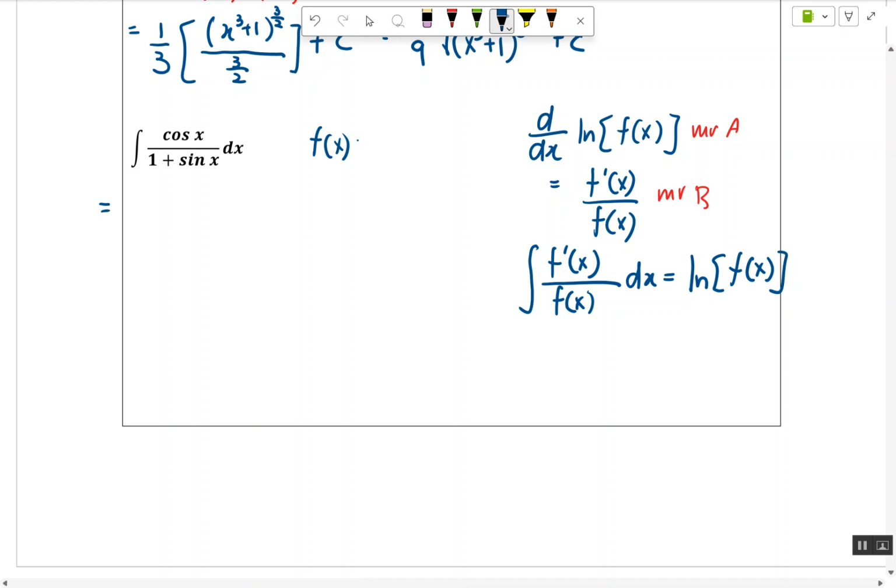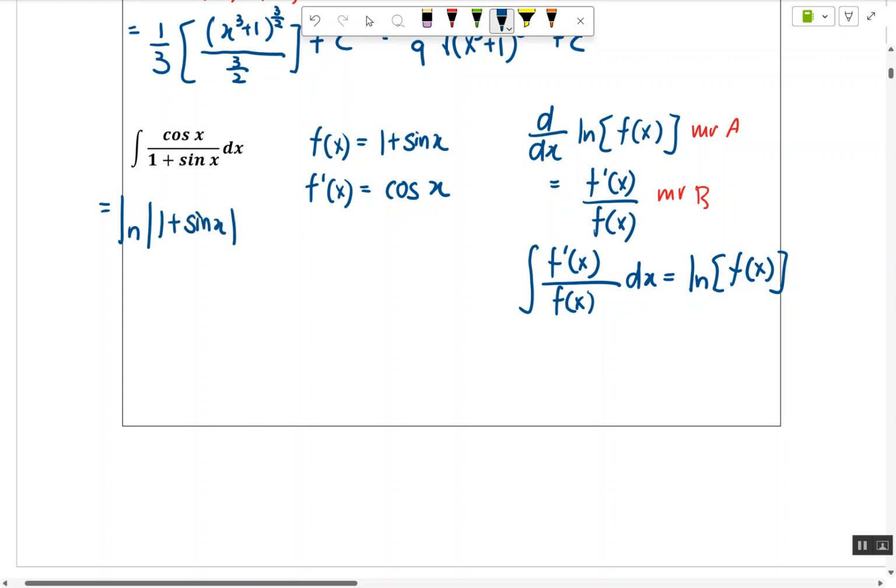My fx is the denominator, which is 1 plus sine x. Differentiate the denominator. Differentiate sine is cosine x. So is this my f prime x? Yes, it just satisfies that f prime x over fx, the integral of that is going to be equals to ln modulus of 1 plus sine x, okay, plus c.